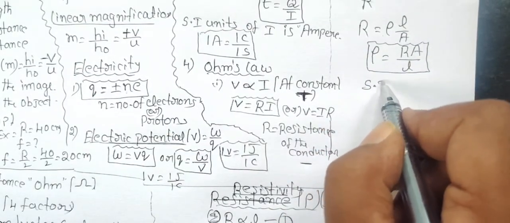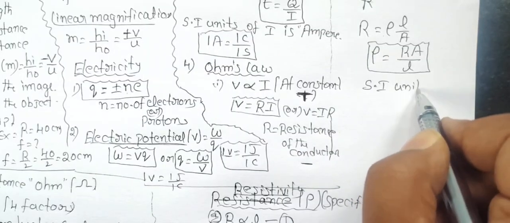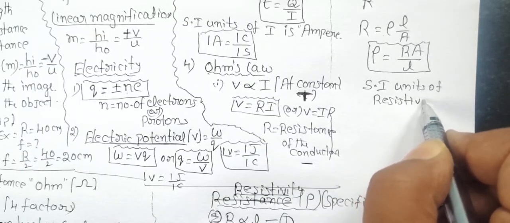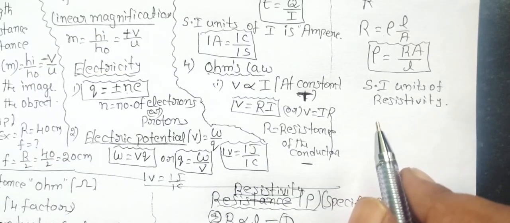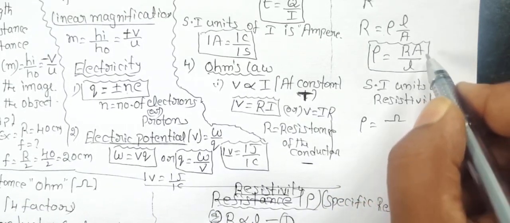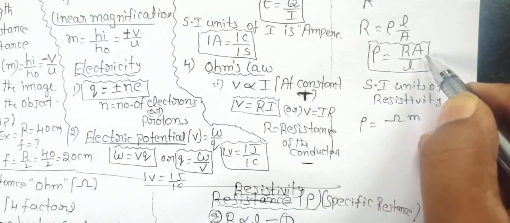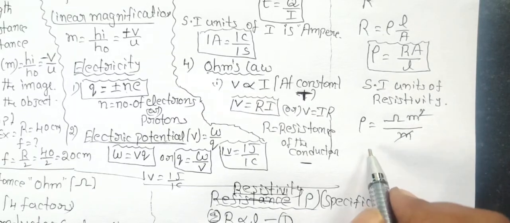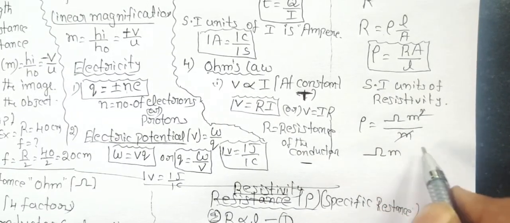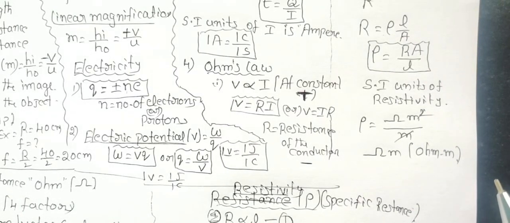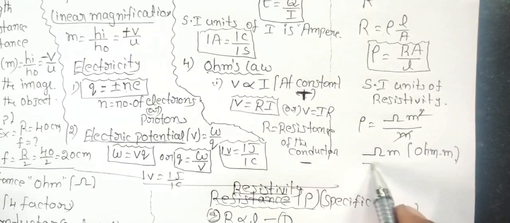What is the SI unit of resistivity, or specific resistance? Resistance unit we know is ohm, the SI unit of area is meter square, and the SI unit of length is meter. Meter cancels out, so ohm meter is the SI unit of resistivity. This is the main thing.